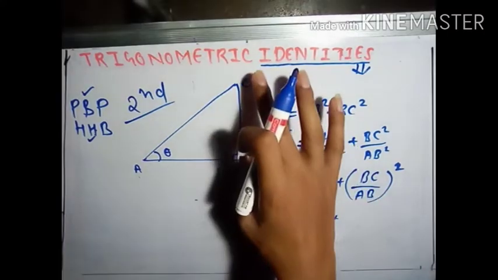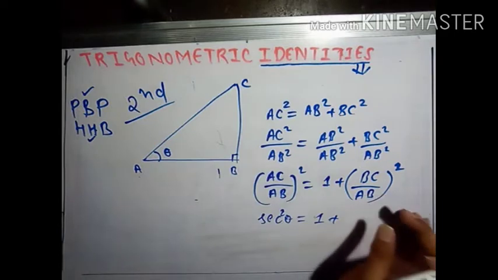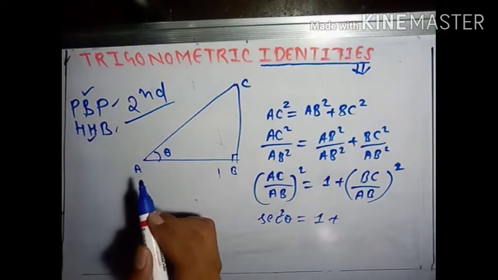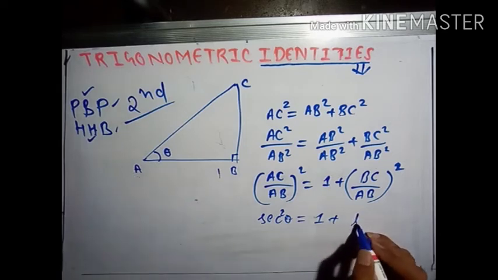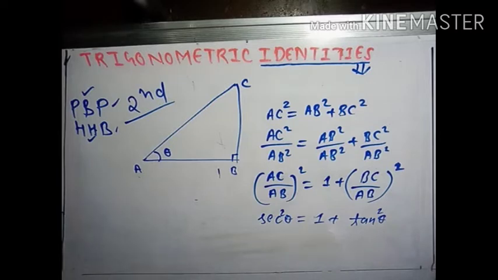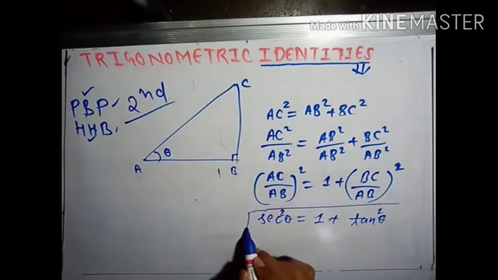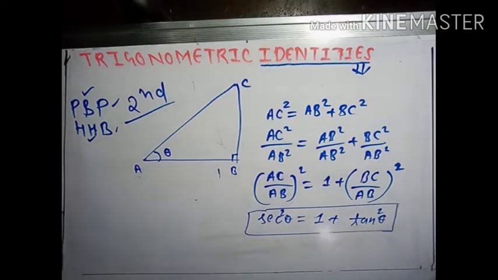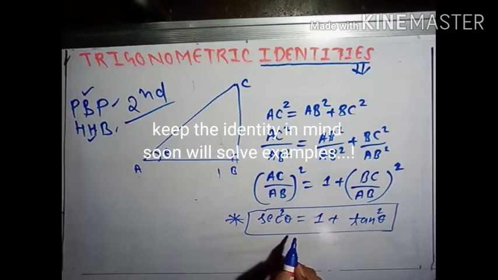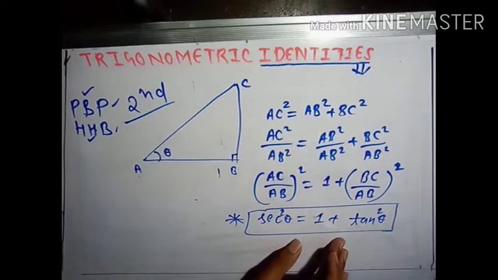Now BC is a perpendicular, and AB is a base. So perpendicular upon base is equal to tan theta. Good. So tan theta and square. So now you obtain the second identity. That second identity is sec square theta is equal to 1 plus tan square theta. Do you think that its verification is required? No, verification is not required.